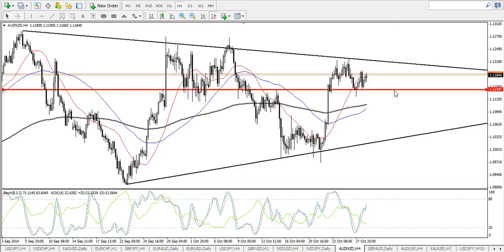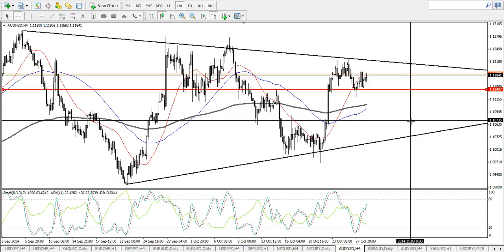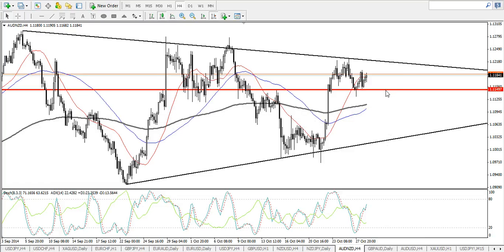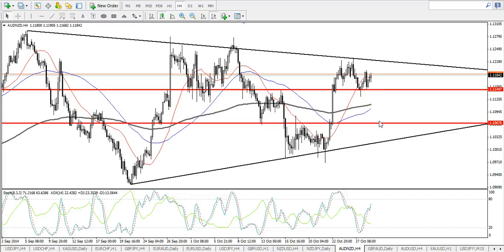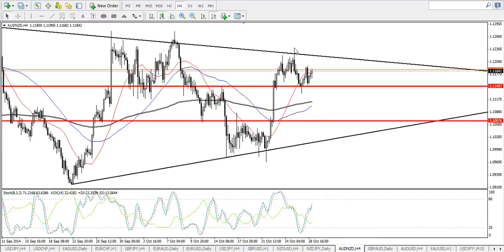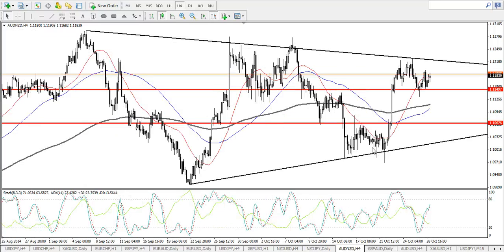Of course, the first level will be back to 1.1150 and all the way to the bottom of the symmetrical triangle, probably somewhere at 1.106. If I plot a Fibonacci expansion, this should be more or less the final absorption level as well.